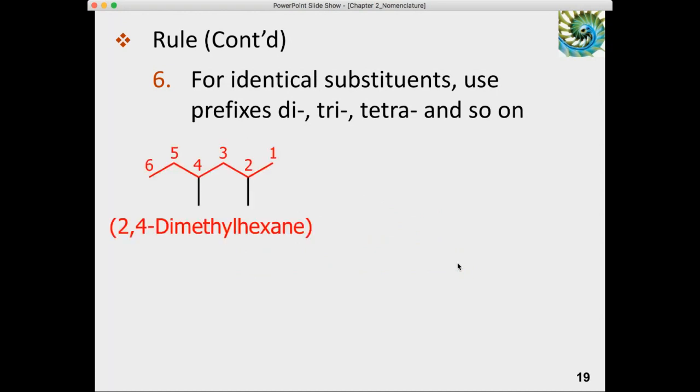Another scenario could be to have the same substituent in the carbon chain. So here is an example. The main carbon chain has 6 carbons. We need to number the carbons. We assign number 1 to the right because it's closer to the substituents than the one on the left, so that will lead to the lowest number combination. In position 2, we have a methyl, and in position 4, we have another methyl. So in this case, we do not say 2-methyl, 4-methyl. So you say 2,4-dimethyl hexane.